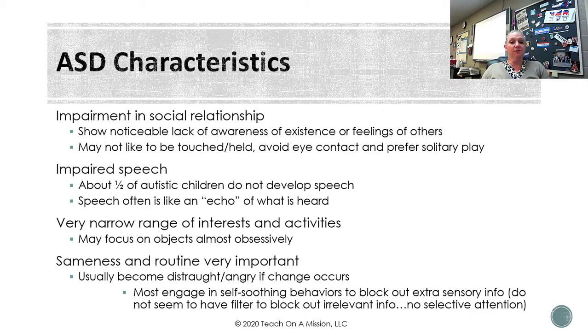Their type of self-soothing might be that they rock back and forth. They might rub a spot on their body, like their hand or their arm or their leg. They might twist hair. They may need to have a certain toy to help them self-soothe.